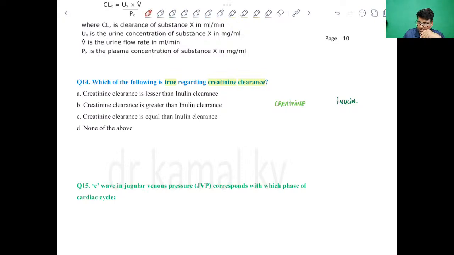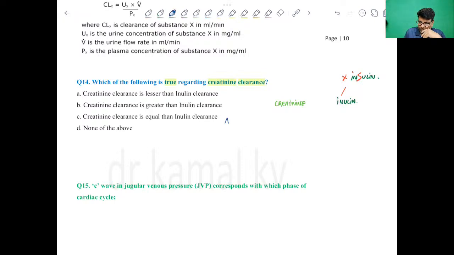So let me write, please don't confuse with insulin, right? Because the spelling is somewhat the same, so don't mix up. Now coming to the point which I want to discuss here, and here we will discuss 2 terms.